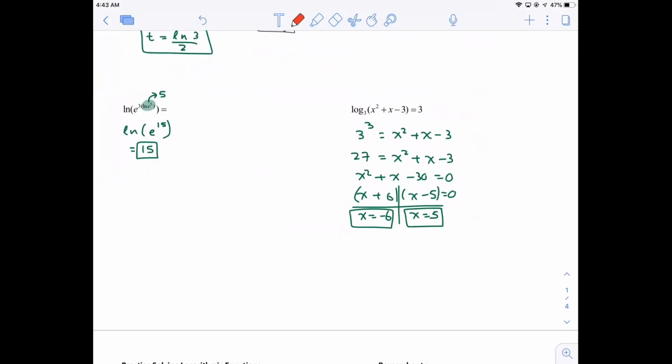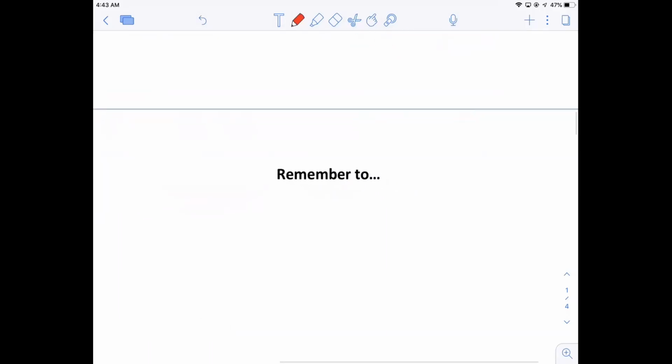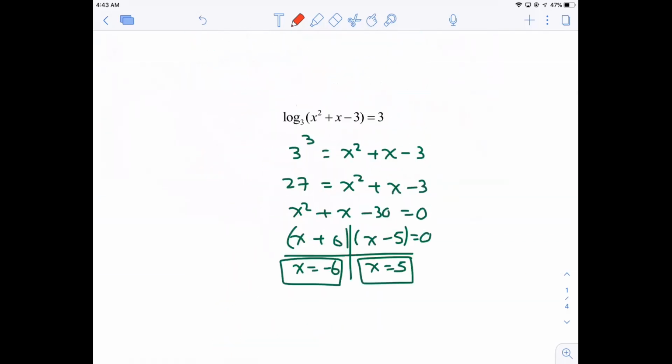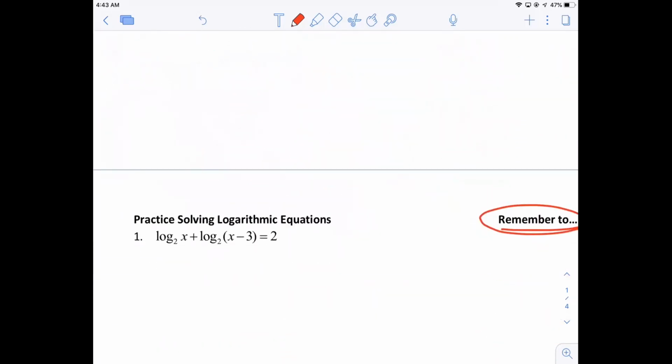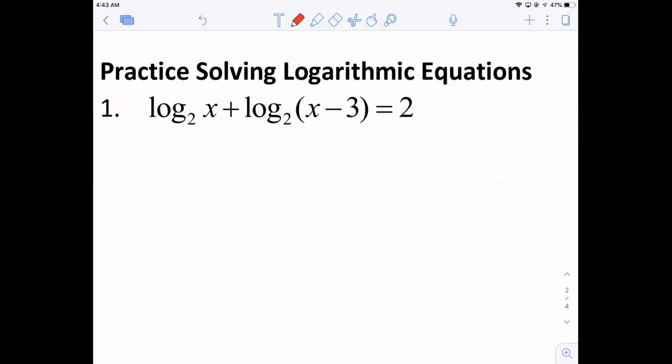But that's that. So let's practice solving some log equations. And whenever we solve log equations, we're going to have to remember to do something that we didn't do over here yet, all right, which I want to talk about. So let's solve this log equation. This time we got to use our log rules to simplify, right?